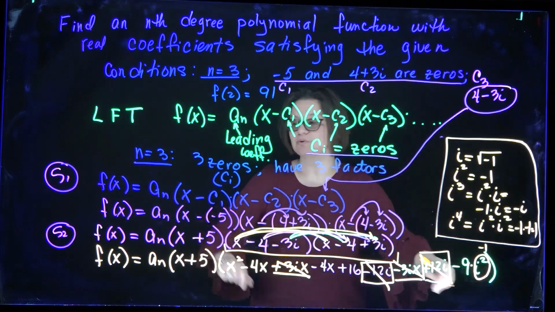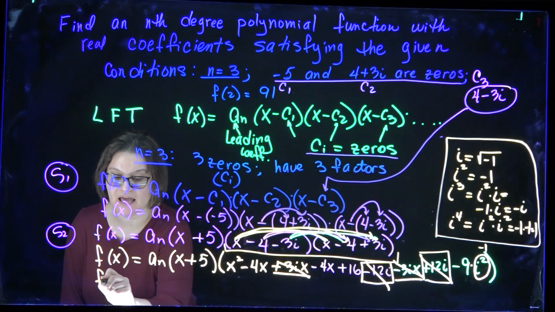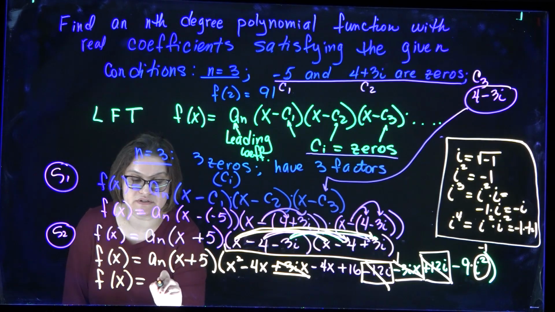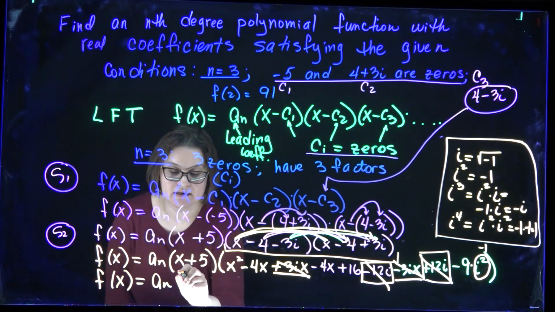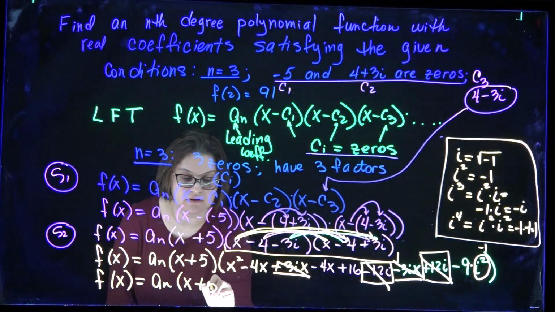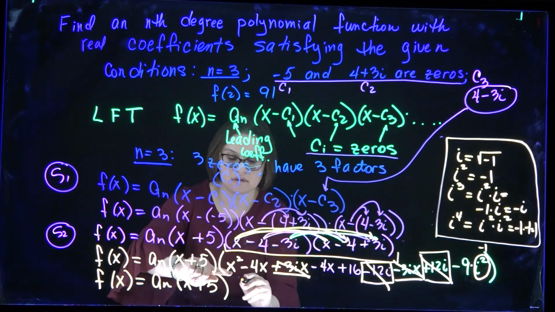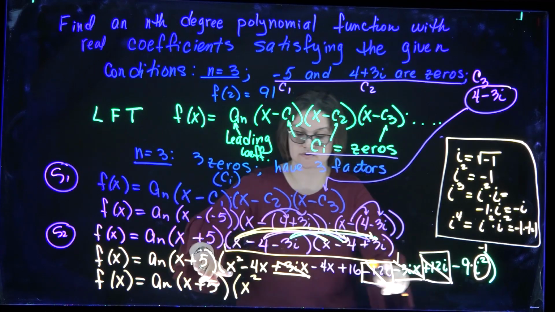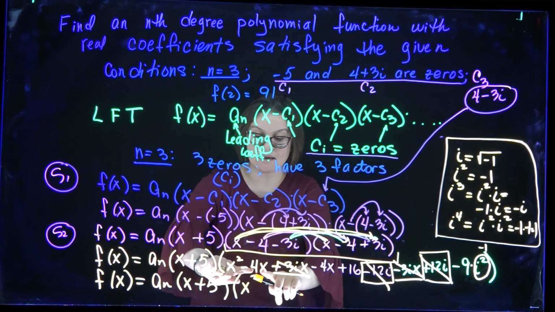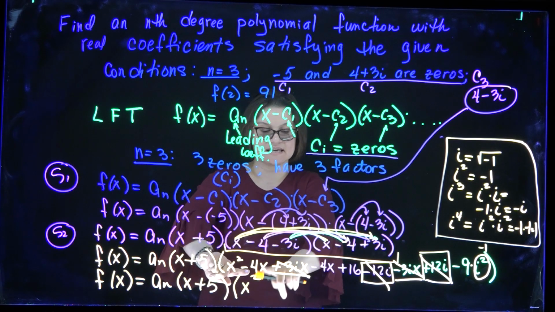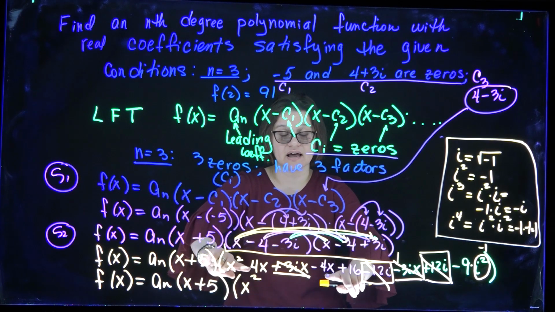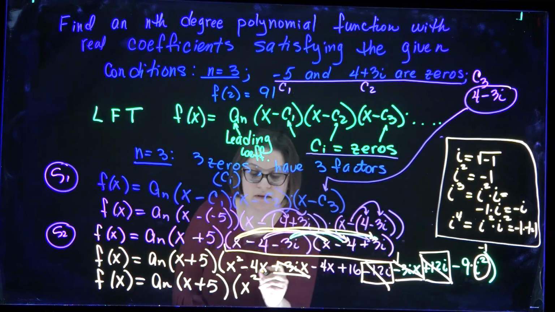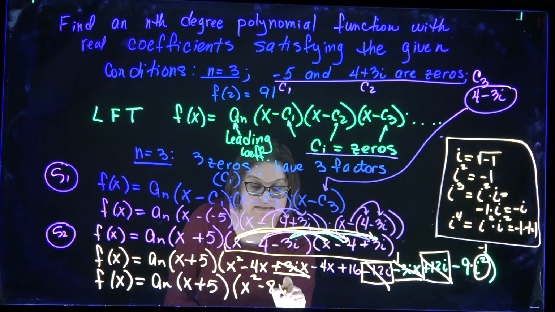Now let's see what our function would look like. f of x equals your leading coefficient. Then you have x plus 5. Now let's simplify. x squared. We don't have any more quadratic terms, so I just brought it down. But when I move to the negative 4x, I have another term. They're very alike. Negative 4x and a negative 4x, I can combine them. That will give me negative 8x.